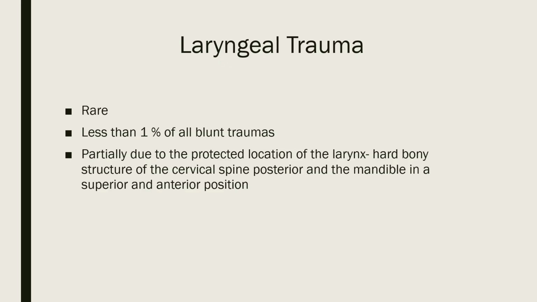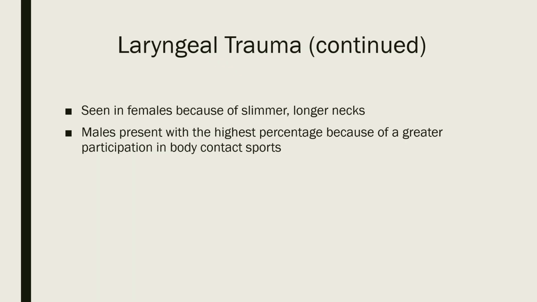So, laryngeal trauma, first, is rare. It comprises less than 1% of all blunt traumas. It is partially due to the protected location of the larynx, which has a hard, bony structure of the cervical spine posterior and the mandible in a superior and anterior position. So it is well protected. It is seen in females because of our slimmer, longer necks. And males will present with the highest percentage because of a greater participation in body contact sports.